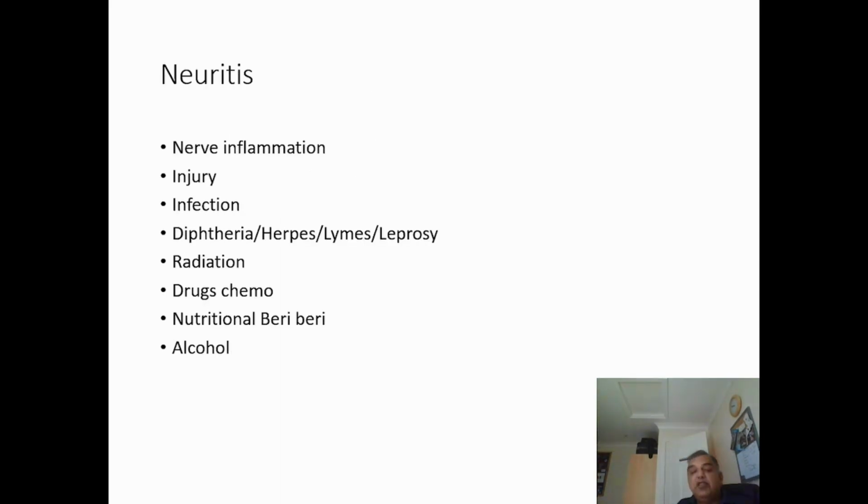Neuritis is inflammation of the nerve, usually in a setting of infection. The nerves in this condition can be very painful, with infections such as diphtheria, herpes, Lyme's disease, leprosy. Lyme's disease is fairly common in people who go into the forest. Ticks are carried on wild animals and transfer themselves on to human beings. And generally there's a history of going for a trek through the forested areas, and patients presenting with Lyme's. Radiation, drugs, particularly chemotherapy, can produce neuritis and a painful neuropathy. Nutritional, as I mentioned before, beriberi, and alcohol.